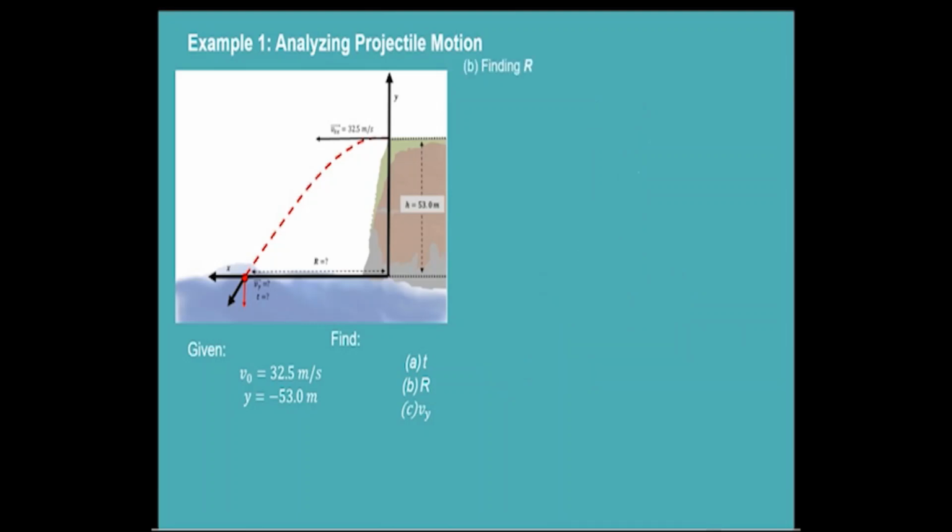Next, let's proceed to letter B, finding the range. So, the value of our initial horizontal position is x equal to 0 meters. Now, let x be equal to R. R is equal to x sub 0 plus v sub 0x t plus 1 half a sub x t squared. So, this is a familiar equation. This is equation number 2 for UAM.